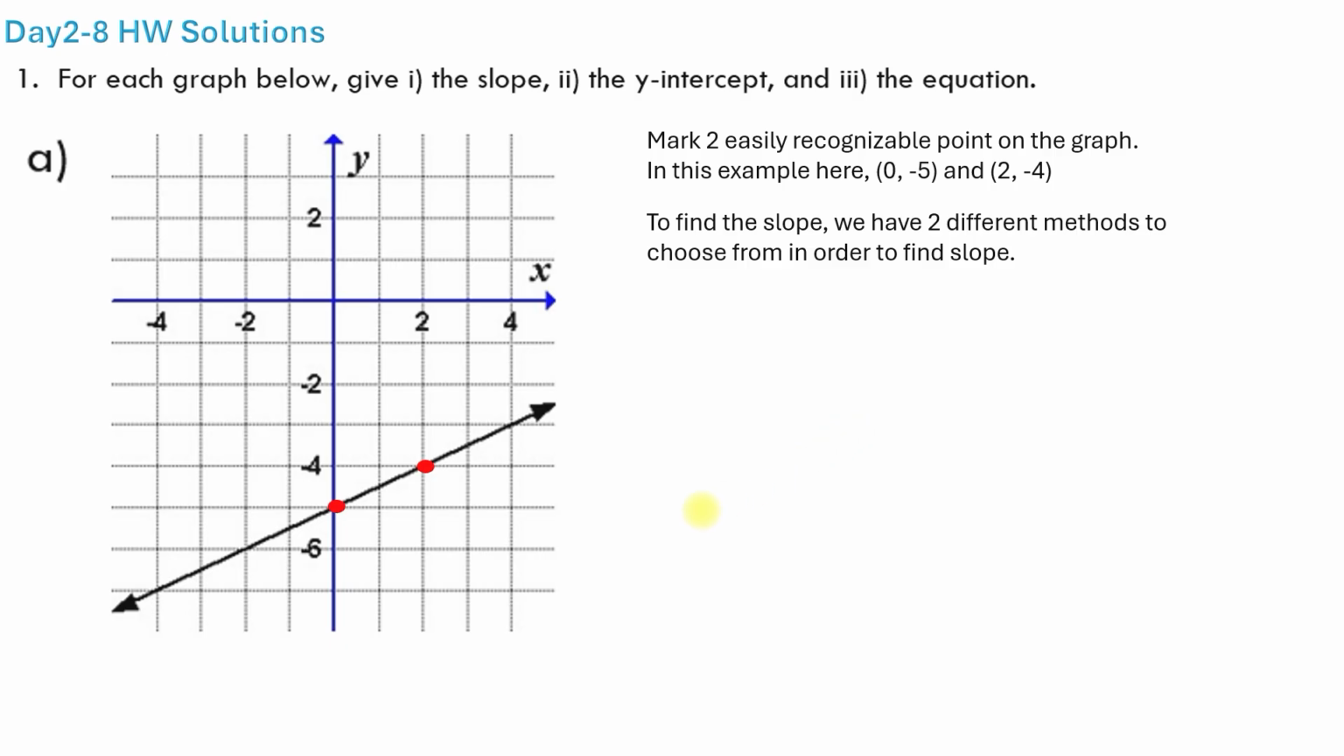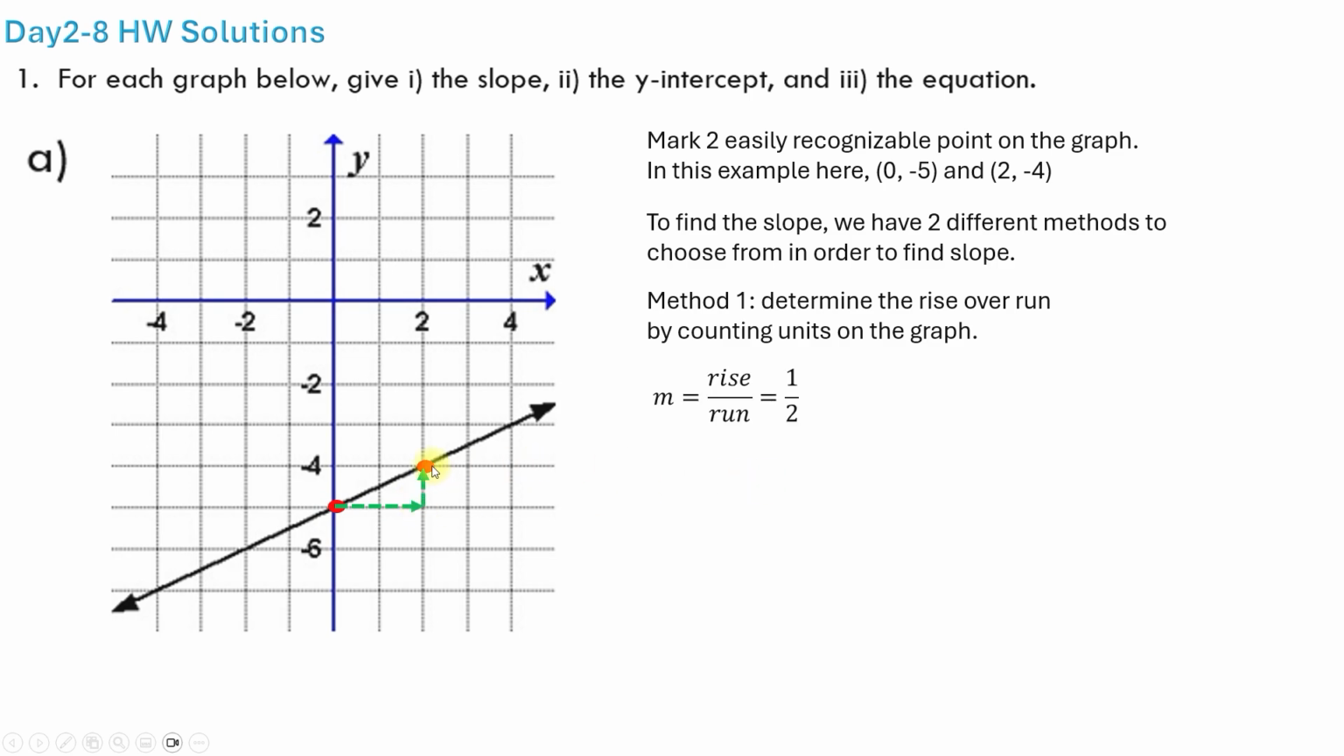The first method is simply to count the units of rise over run. So in this case, we can see that the run is 2 and the rise is 1. So we could write that as 1/2. So there's our slope. That's method 1. Method 2 is to use the equation m equals y2 minus y1 over x2 minus x1.